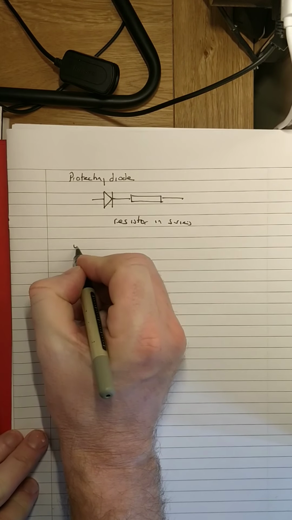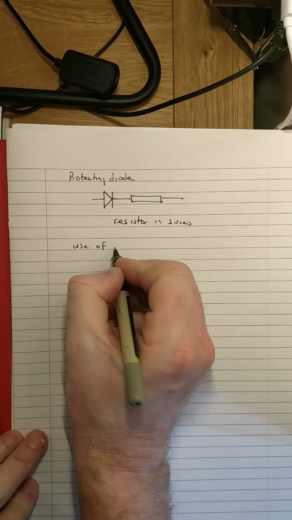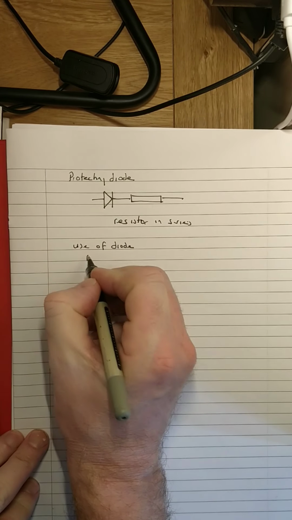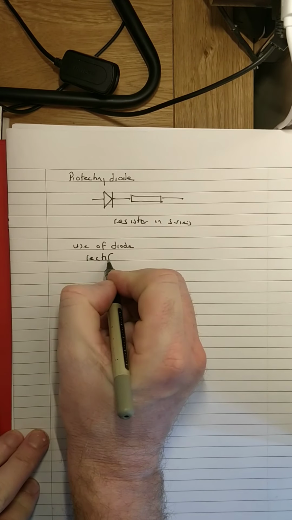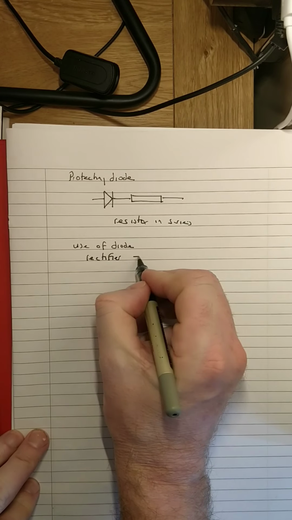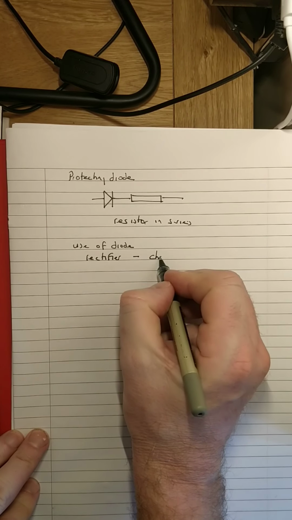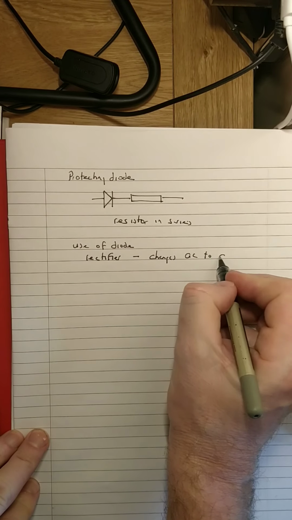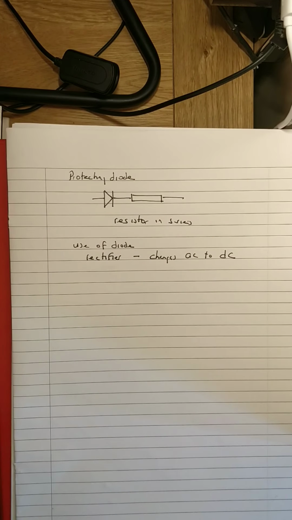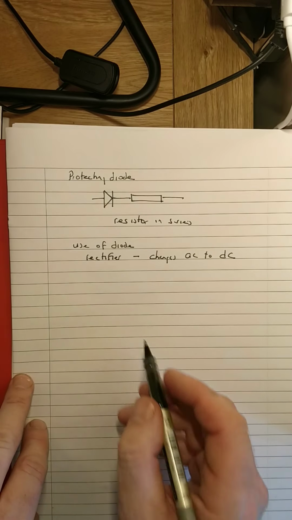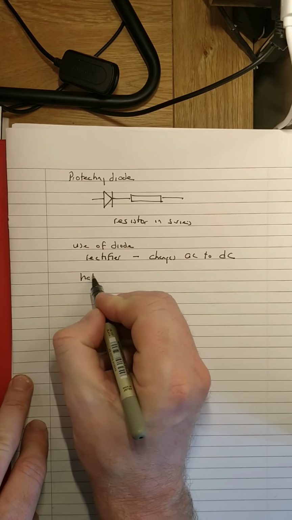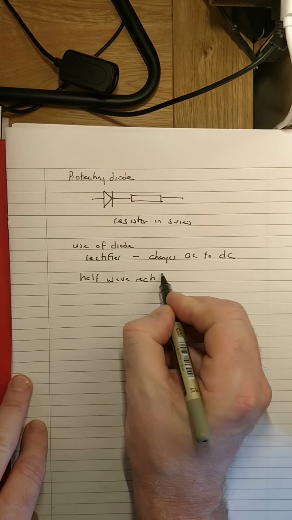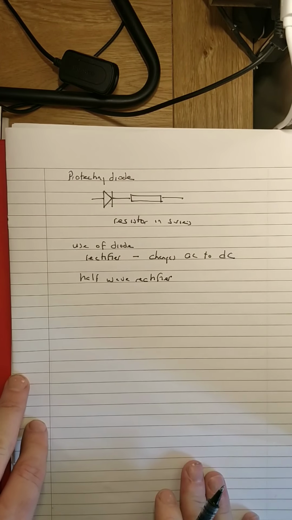Okay, use of a diode. It allows current to flow in one direction, but it has one major use. It's used as a rectifier. Now a rectifier changes AC to DC. Okay, so watch what happens. We have what's called a half wave rectifier. Okay, a half wave rectifier.